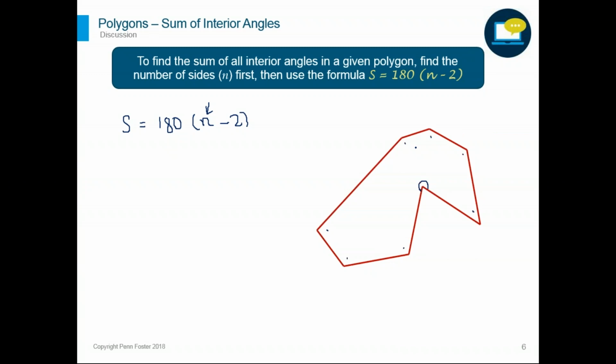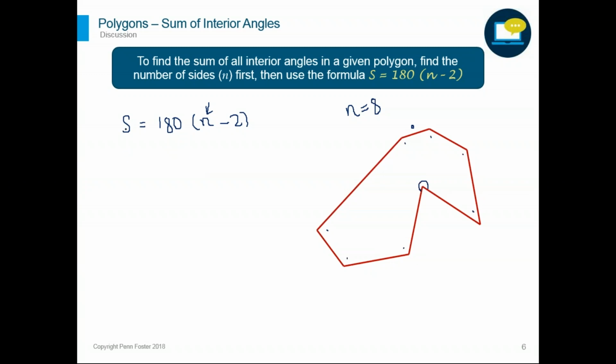So this is a given polygon. Let's count the sides. What I like to do is label my first side that I'm going to count so I don't count it twice. So that's 1, 2, 3, 4, 5, 6, 7, 8. So I have n equals 8. That is actually an octagon. It's not the familiar one that we have in mind, but because it's an 8-sided polygon, we call it an octagon. So how can we find the sum of all interior angles in an octagon?